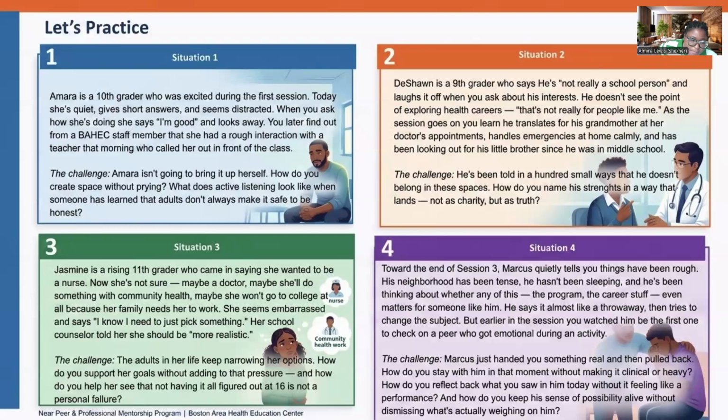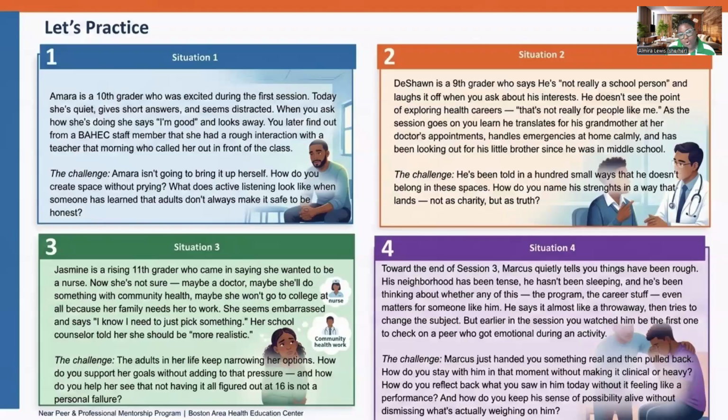Maybe a doctor. Maybe she wanted to be a nurse. Maybe a doctor, but she'll do something with community health. Maybe she won't go to college at all because her family needs her to work. She seems embarrassed and says, I know I just need to pick something. Her school counselor told her that she should be more realistic. The challenge: the adults in her life keep narrowing her options.